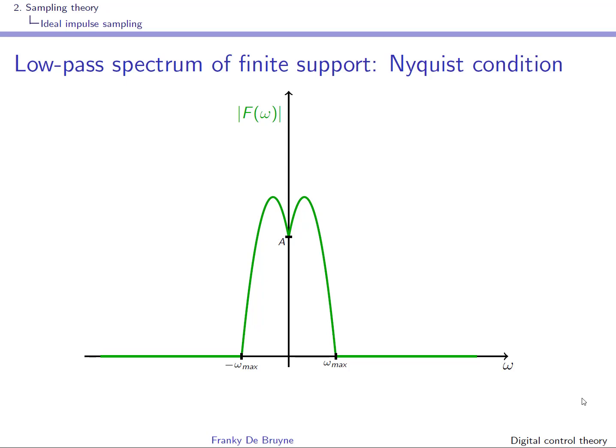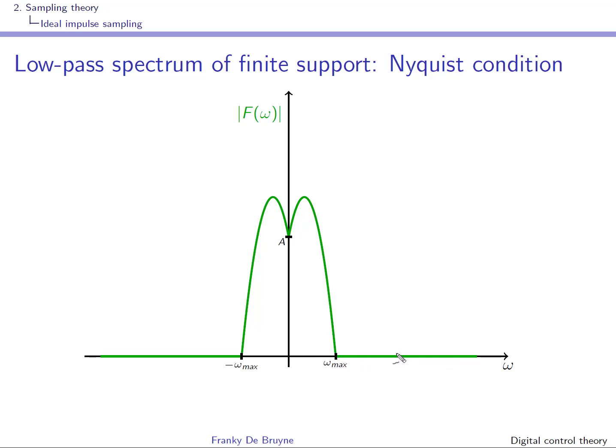We can now use this to obtain the so-called Nyquist condition. We're considering a signal that has a low pass spectrum of finite support. What you see here is the amplitude Fourier spectrum, and indeed you can see that there is frequency content in the low frequencies, but above the frequency omega max there is no frequency content. You know that in reality there will still be some frequency content over here.